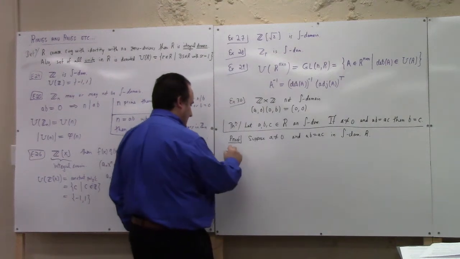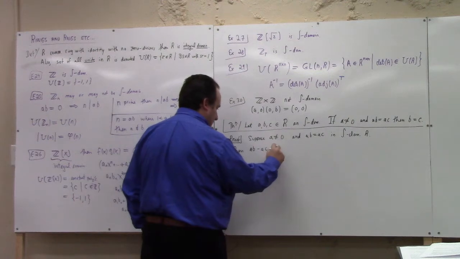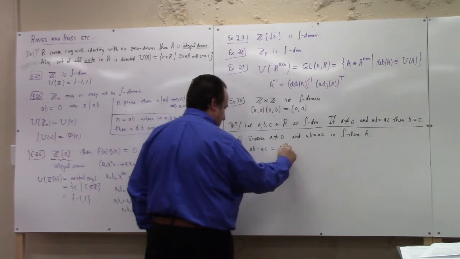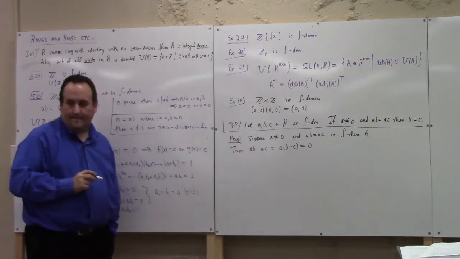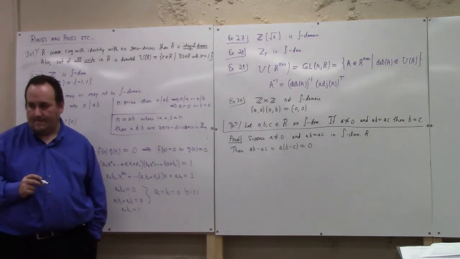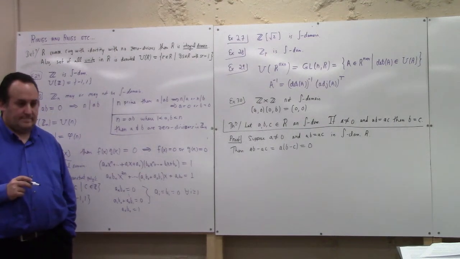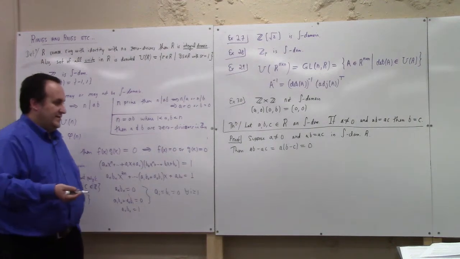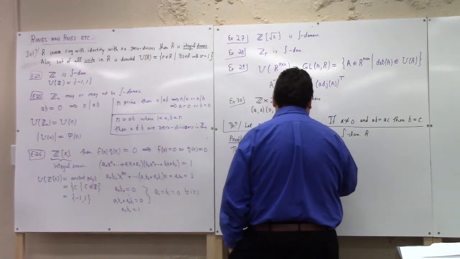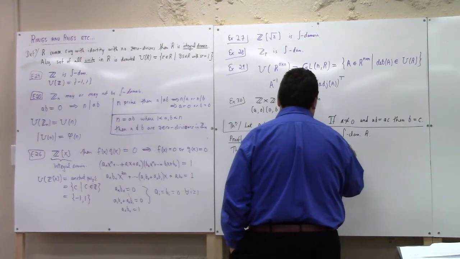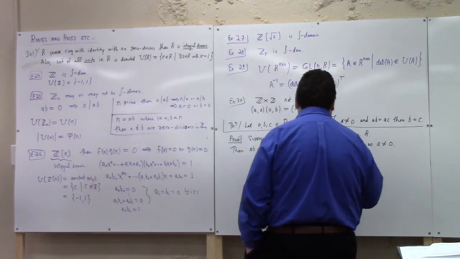Then what? Well then, check it out, AB minus AC, which is of course equal to A times (B minus C), is equal to 0, right? Thus B minus C must be equal to 0, as A is not equal to 0, right?